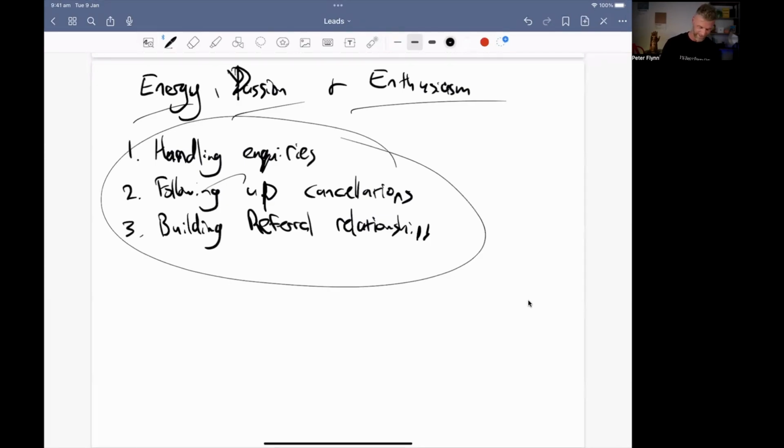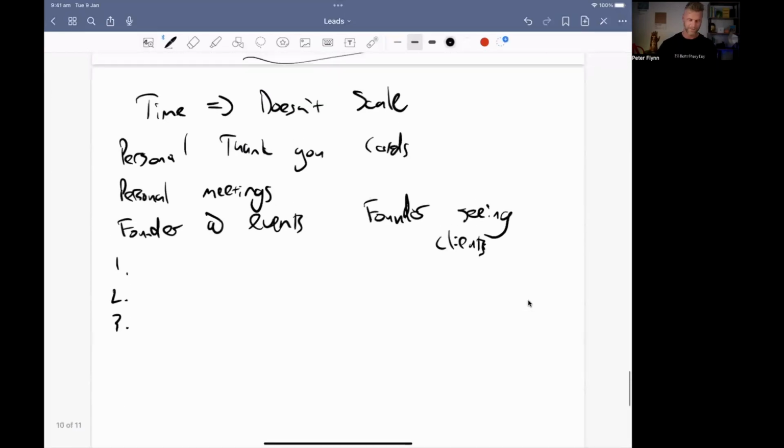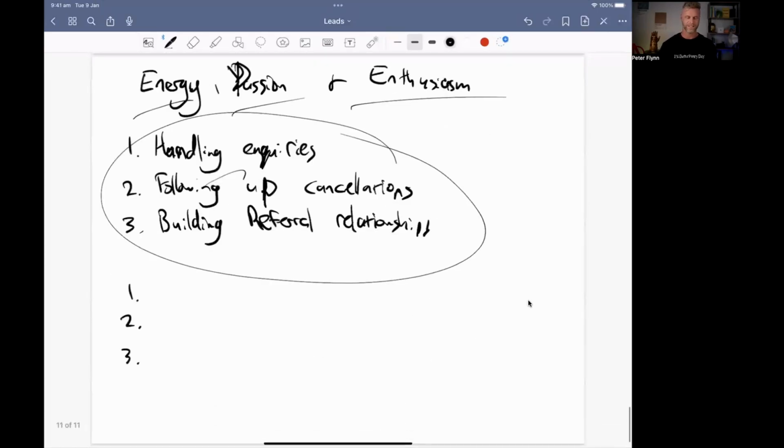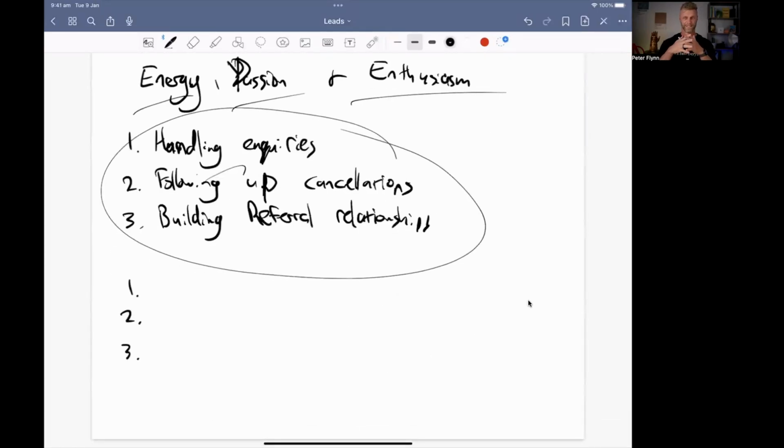So, what I'd like you to write down is, 1, 2, 3. What are the 3 key areas where you can show your energy, passion, and enthusiasm and really pull people along for the ride that you can start working on in your clinic today? So, at the end of this one, you're going to have the 3 things where time, things that don't scale, and energy, passion, enthusiasm. And you might find there's a lot of crossover here.